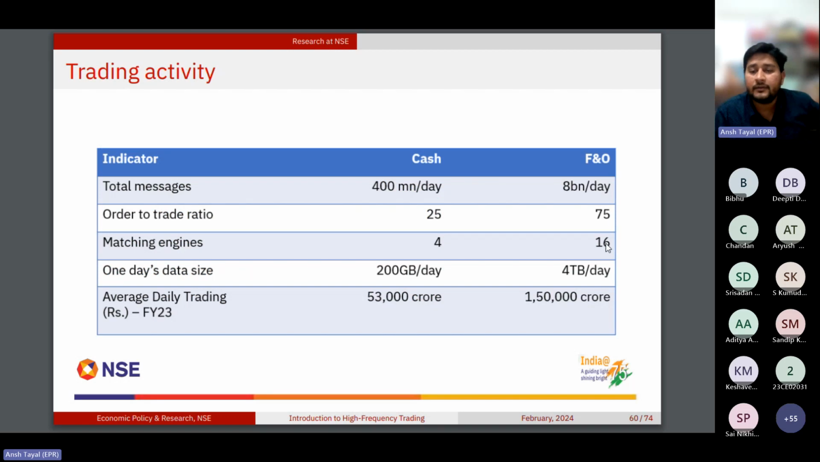We now have 16 order matching engines, 16 servers on which these products are traded. We have 4 terabytes per day. Daily average turnover has increased to 1.5 lakh crore in a day. So these numbers are mind boggling.